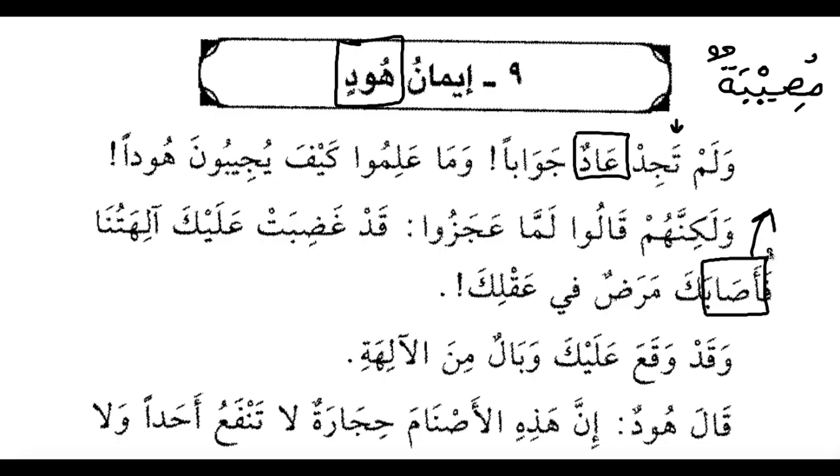So a musiba is something that a calamity has been inflicted upon someone. Asaba means to inflict upon someone else. Marad fi aqlika, in your brain. Yeah, they're literally saying, you know, Aad are saying to Hud, our gods have become angry with you and inflicted a sickness in your brain. That's what they're saying. But I was talking about the verb asaba. The term asaba has its roots in actually meaning to be very accurate. It's to do with accuracy and hitting a target accurately.